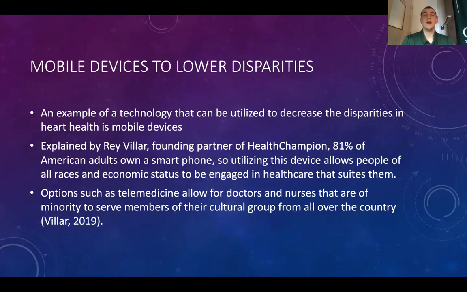An example of how they could do this is through telemedicine, which would allow for doctors and nurses that are of minority to serve members of their cultural group from all over the country. As I talked about, with cultural competency and the ability for people to understand populations, if people can be connected to healthcare professionals that they feel have a better understanding of them, then it's going to give a higher success rate in addressing their health needs.